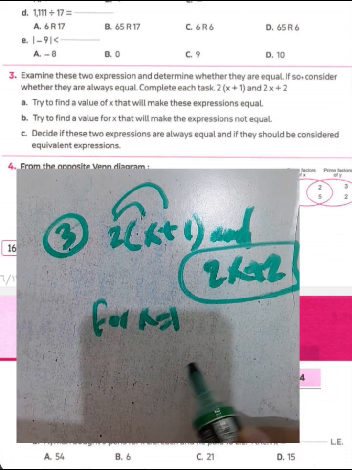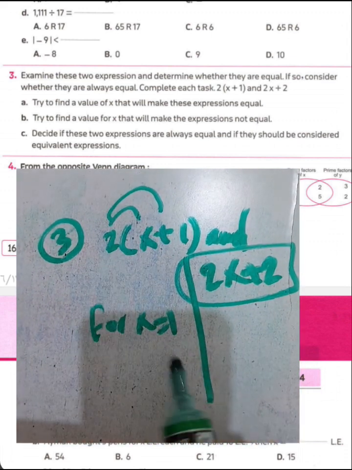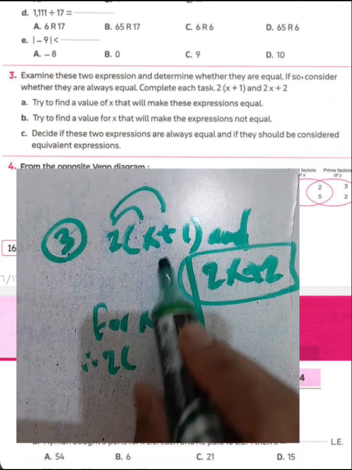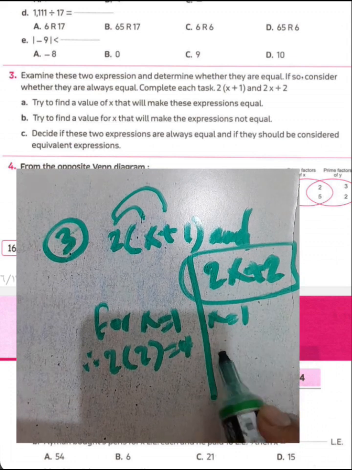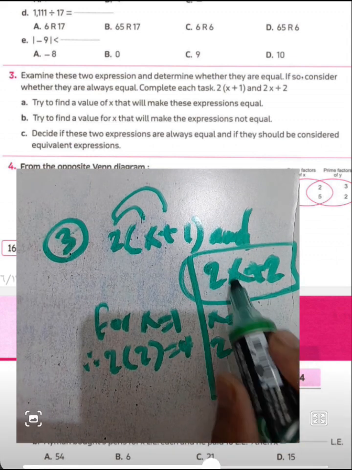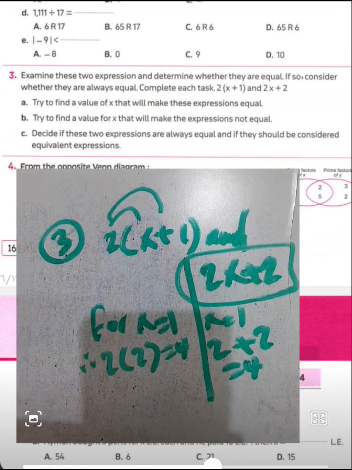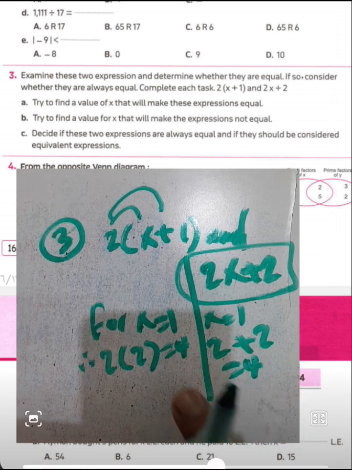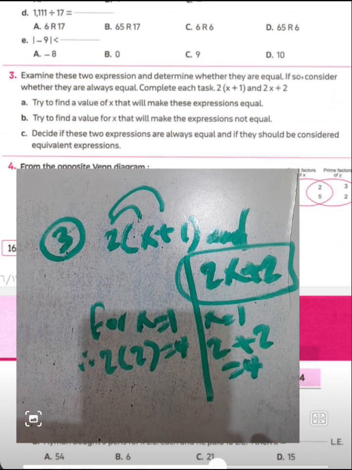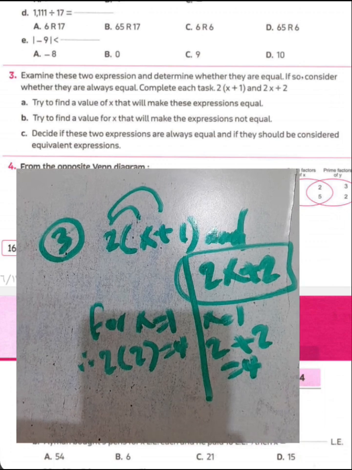For x equal 1, the first result about the first expression will be 2 times 1 plus 1 equal 2 plus 2. The result will be 4. And when x equal 1 in this expression, the result will be 2 times 1 equal 2 plus 2 equal 4. Then we have two equal results when x equal 1, and when x equal 2 the result will be equal. If x equal 3 the first expression equal to the second expression.